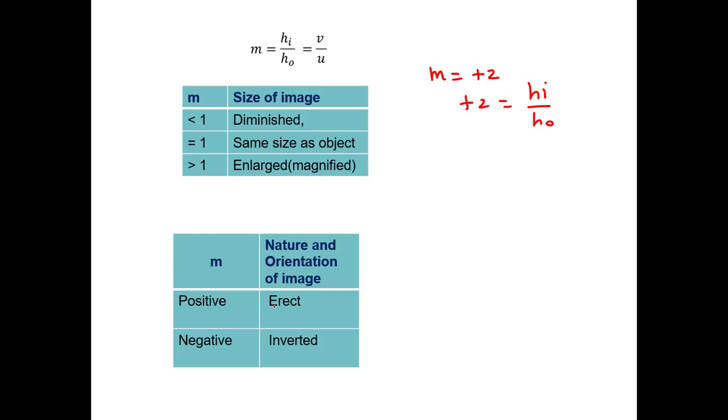Also note that in the cases that we have studied so far, whenever we have an erect image, it's a virtual image. And whenever we have an inverted image, we have a real image. So you could also say that when m is positive, we'll get a virtual image. When m is negative, you could get a real image. So with these concepts in mind, now let us start looking at a few numerical questions.